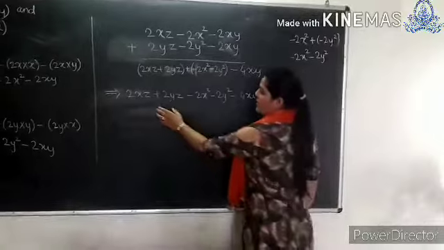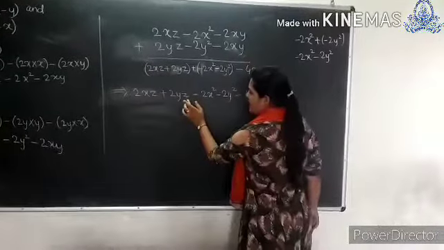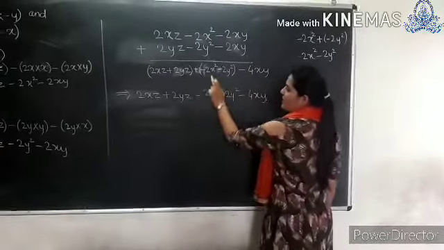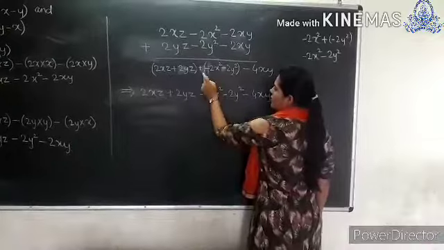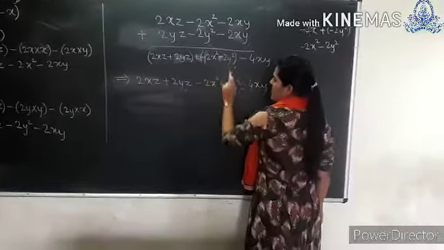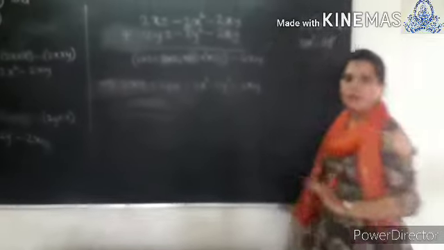So what is your expression here? The answer is 2xz plus 2yz, minus 2x square, minus 2y square, minus 4xy.